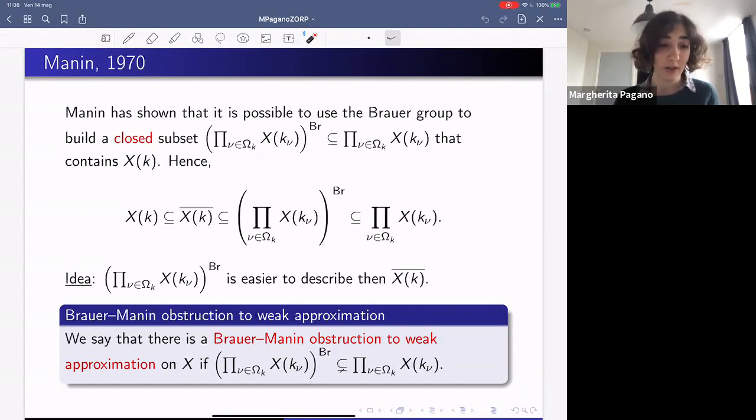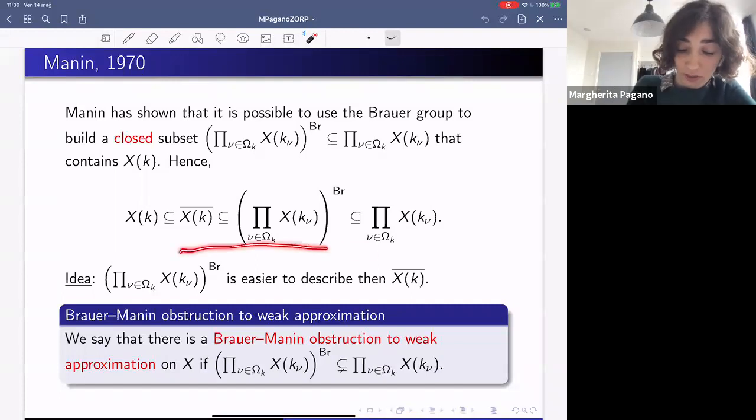And so in particular, now we can define what the Brauer-Manin obstruction to weak approximation is. We say that there is a Brauer-Manin obstruction to weak approximation on X if this Brauer-Manin set is a proper subset inside the product over all the places of the K_nu points of X. So this is called obstruction to weak approximation because if this Brauer-Manin set is a closed subset of this product, then the set of K points of X cannot be dense inside the product over all the places of the K_nu points of X, just because of this chain of inclusion.